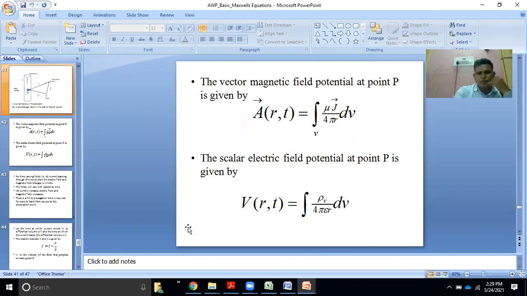Therefore, the scalar potential we can write as the volume integral of rho v by 4 pi epsilon r into dv. Epsilon here is the permittivity, and mu here is the permeability. This is valid if the current source is a constant current source. If it is not a time varying current source, then these equations are valid.